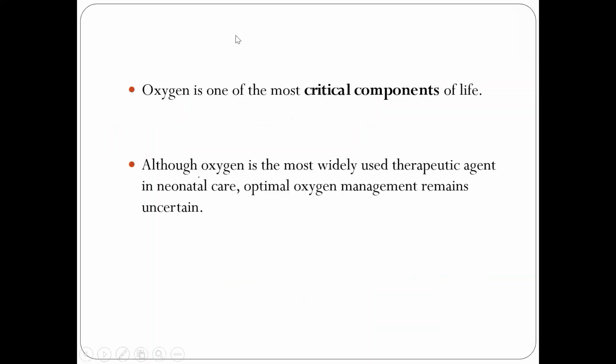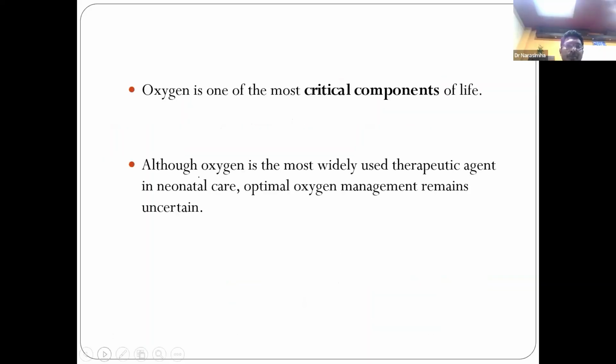Yes. Oxygen is one of the most critical components of life. That's the reason we should use oxygen judiciously, because too little oxygen will cause some side effects, and too much oxygen will also cause some side effects. This is one of the most critical components of life, where underuse or overuse will cause a lot of issues. Although oxygen is the most widely used therapeutic agent in neonatal care, optimal oxygen management remains uncertain.